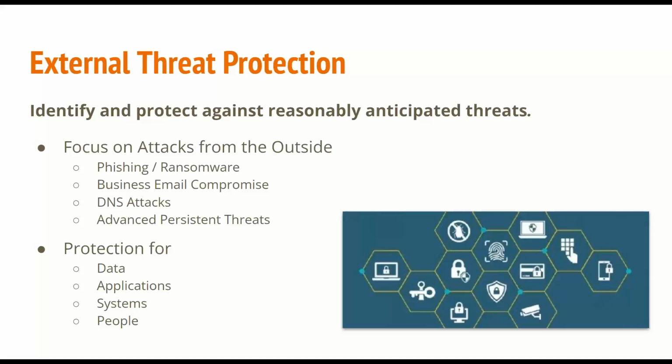Okay, and that's really a lot to digest, but those are the components of that first pillar. And some will argue that the first pillar is the biggest pillar. I'm not sure that's the case, but let's look at number 2 and we'll move on from there. So number 2 is external threat protection. We define this as identify, protect against reasonably anticipated threats. And again, these are threats from the outside.